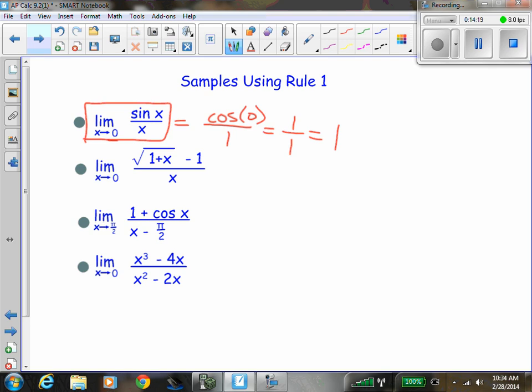Would you do the second? I'll give you just a little bit of time to get ahead and work on it. So take the derivative and evaluate the derivative at 0.